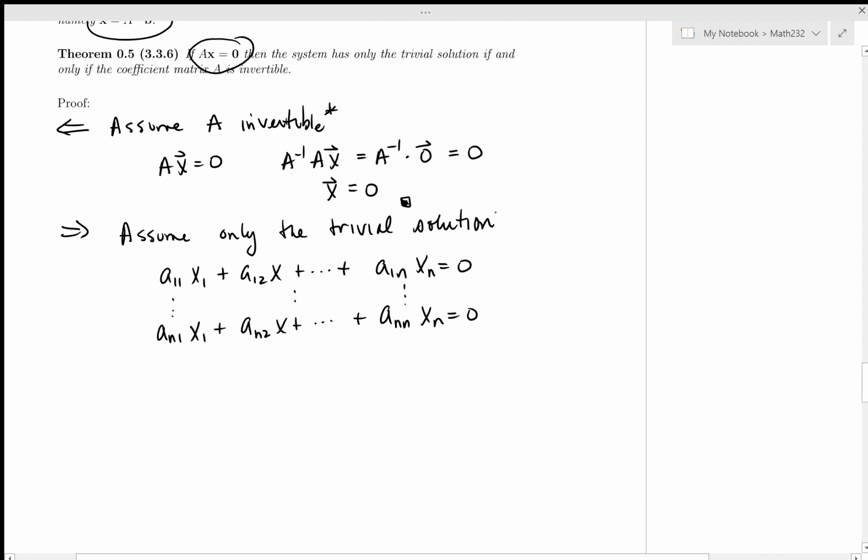Then the reduced row echelon form of the augmented matrix is this.